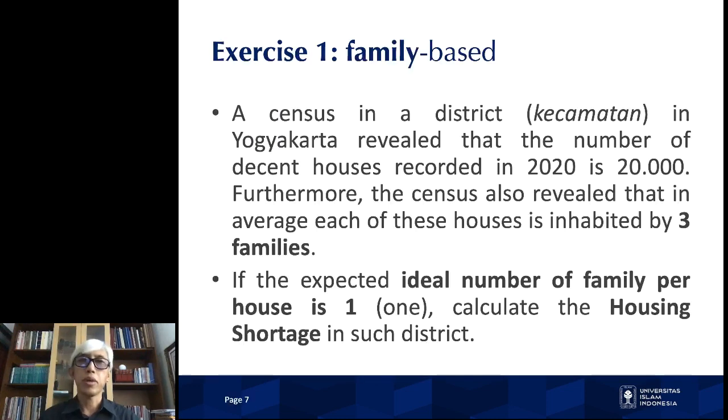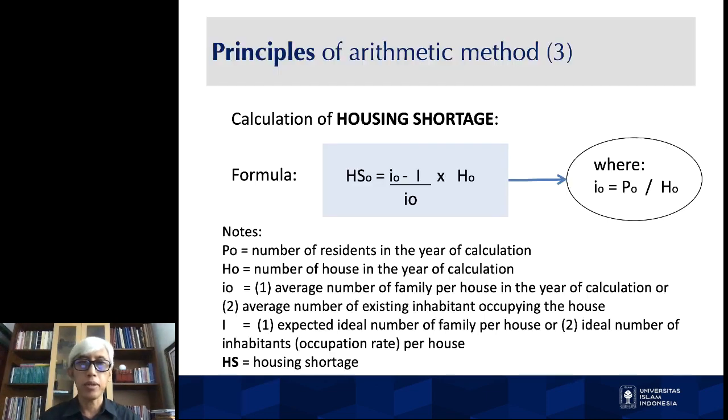Right. So to understand the formula, we need to do this exercise. This is the first exercise. I call it family-based. It means that if you look back at the formula, the IO and I are based on the number of families that live in one house.